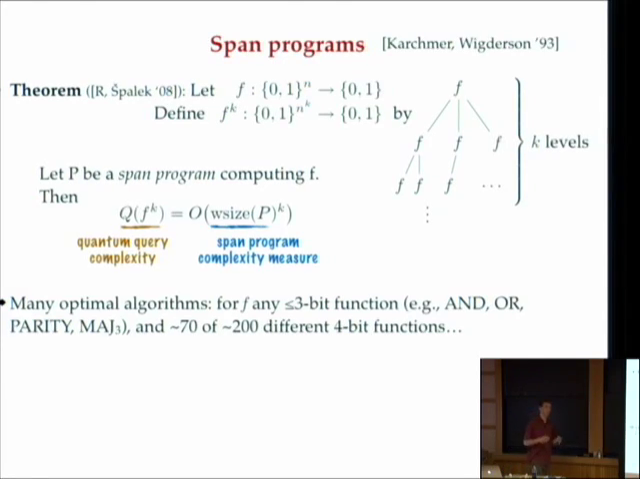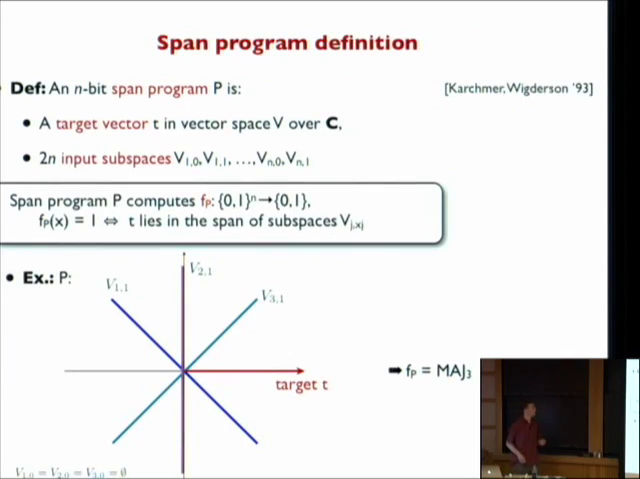Okay, so I'd like to define span programs and define the witness size. Let me do that quickly so this makes sense. A span program is actually pretty simple. It has two parts. First of all, you have some vector space. For me, all the vector spaces are going to be over the complex numbers, because that's what makes sense for quantum computers. It's not what people studied before, for the most part. You have a vector space, a target vector t in that space, and then you have 2n input subspaces, v10, v11, v20, v21, and so on, up to vn0, vn1. That's what a span program is: a vector and a bunch of subspaces.